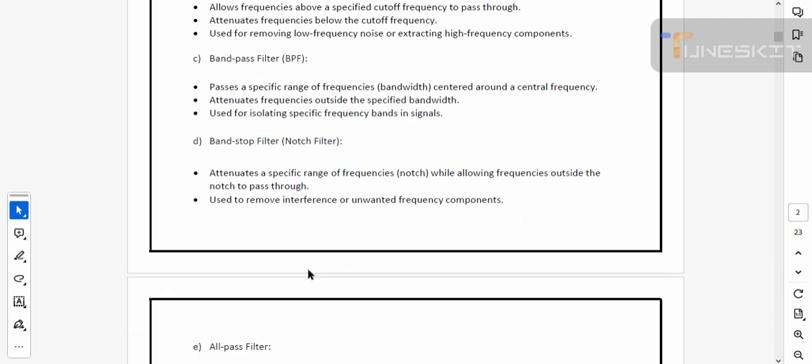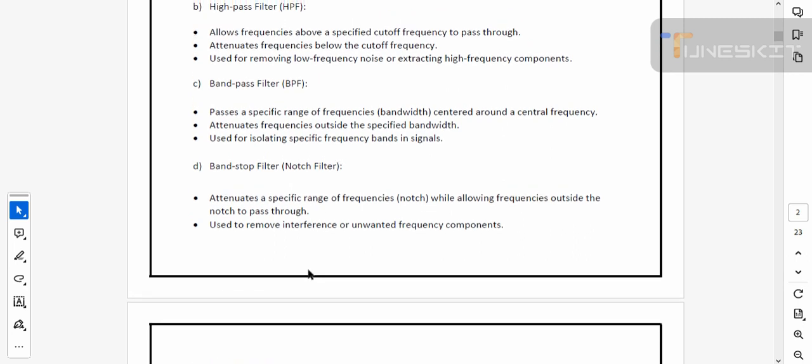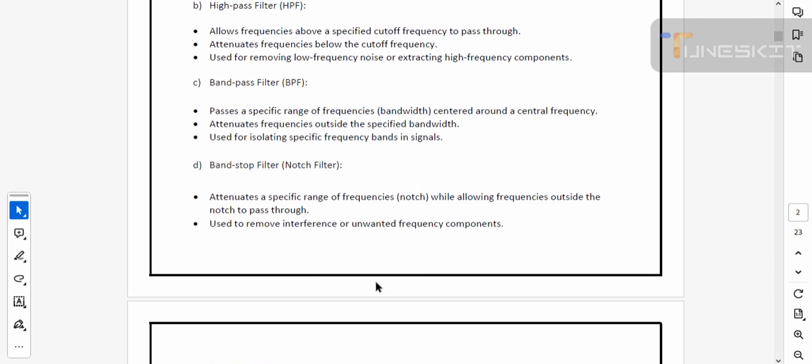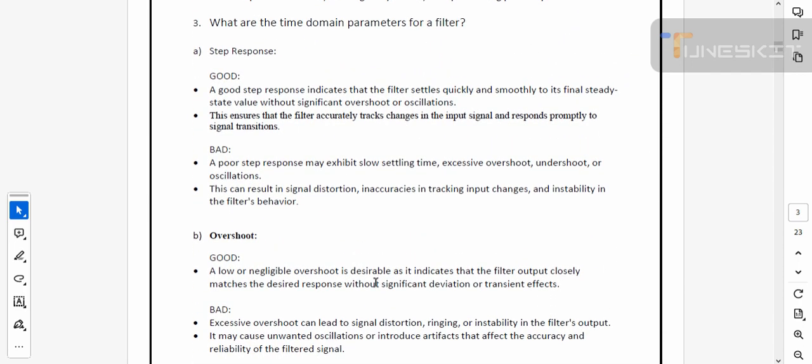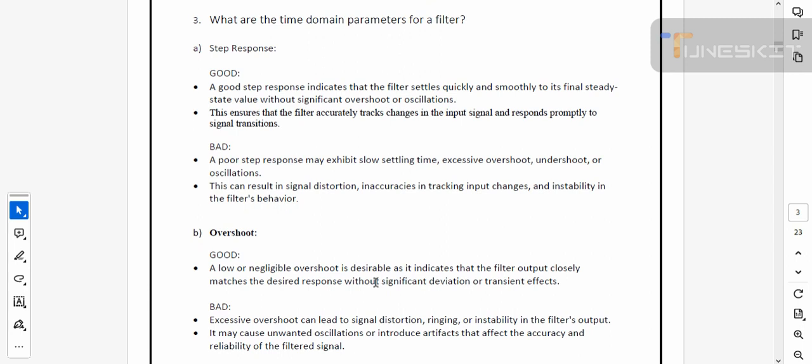The last type is the band stop filter. It attenuates a specific range of frequencies while allowing frequencies outside the notch to pass through. So the third question is time domain parameters for a filter. The first one is step response.